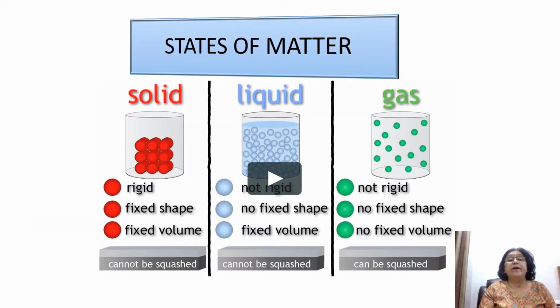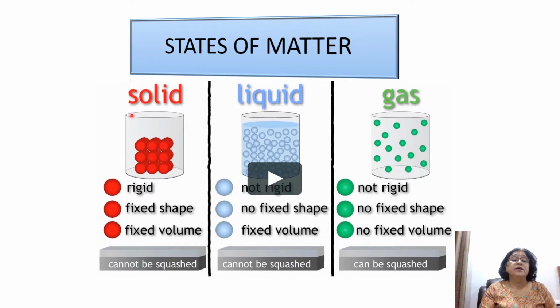So, states of matter. How many states of matter are there? Matter exists in how many states? Solid, liquid and gas. So what is the difference between solid, liquid and gas? In the solid state, it is rigid, it has a fixed shape and a fixed volume. While in liquid, there is no rigidity, no fixed shape, but a fixed volume. And in the gaseous state, there is no rigidity, neither fixed shape nor fixed volume.